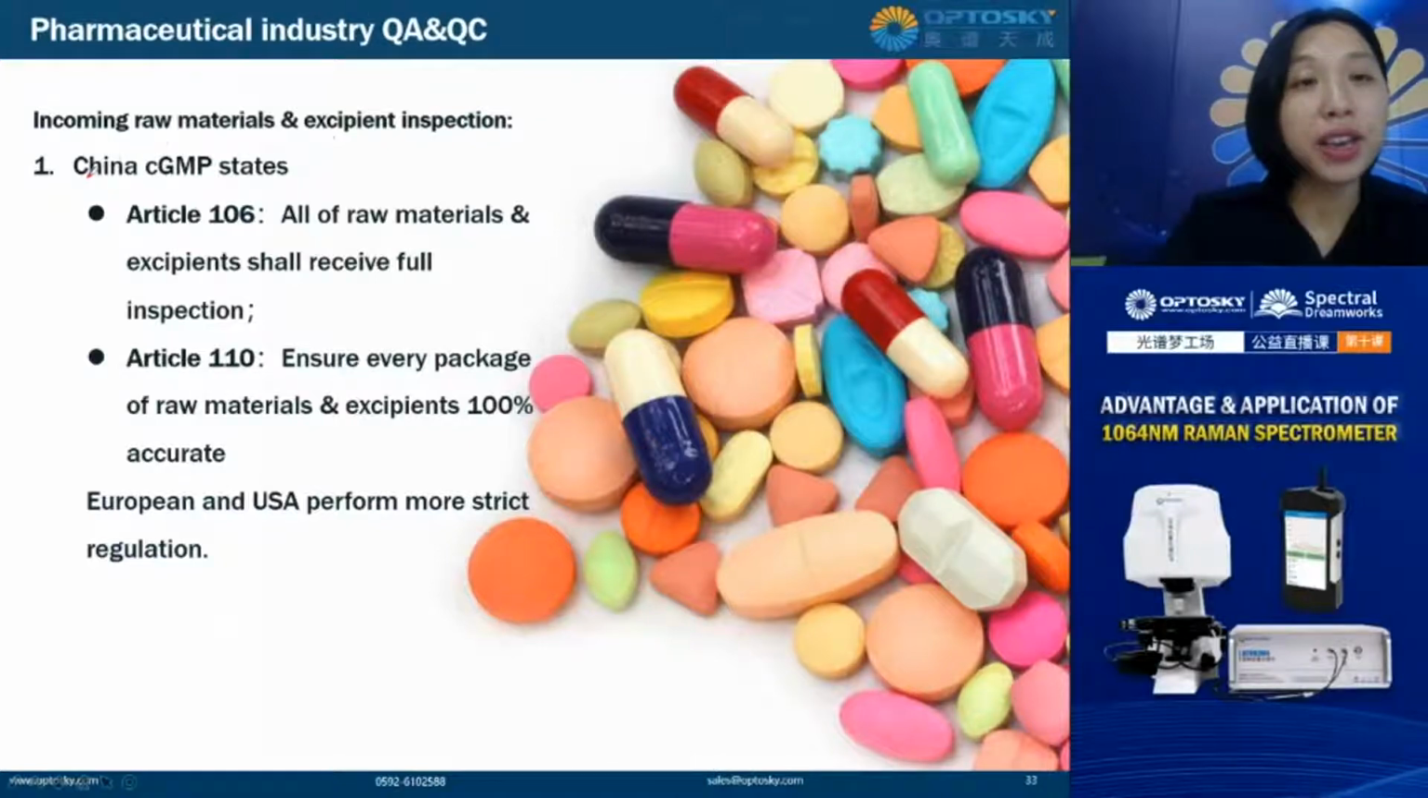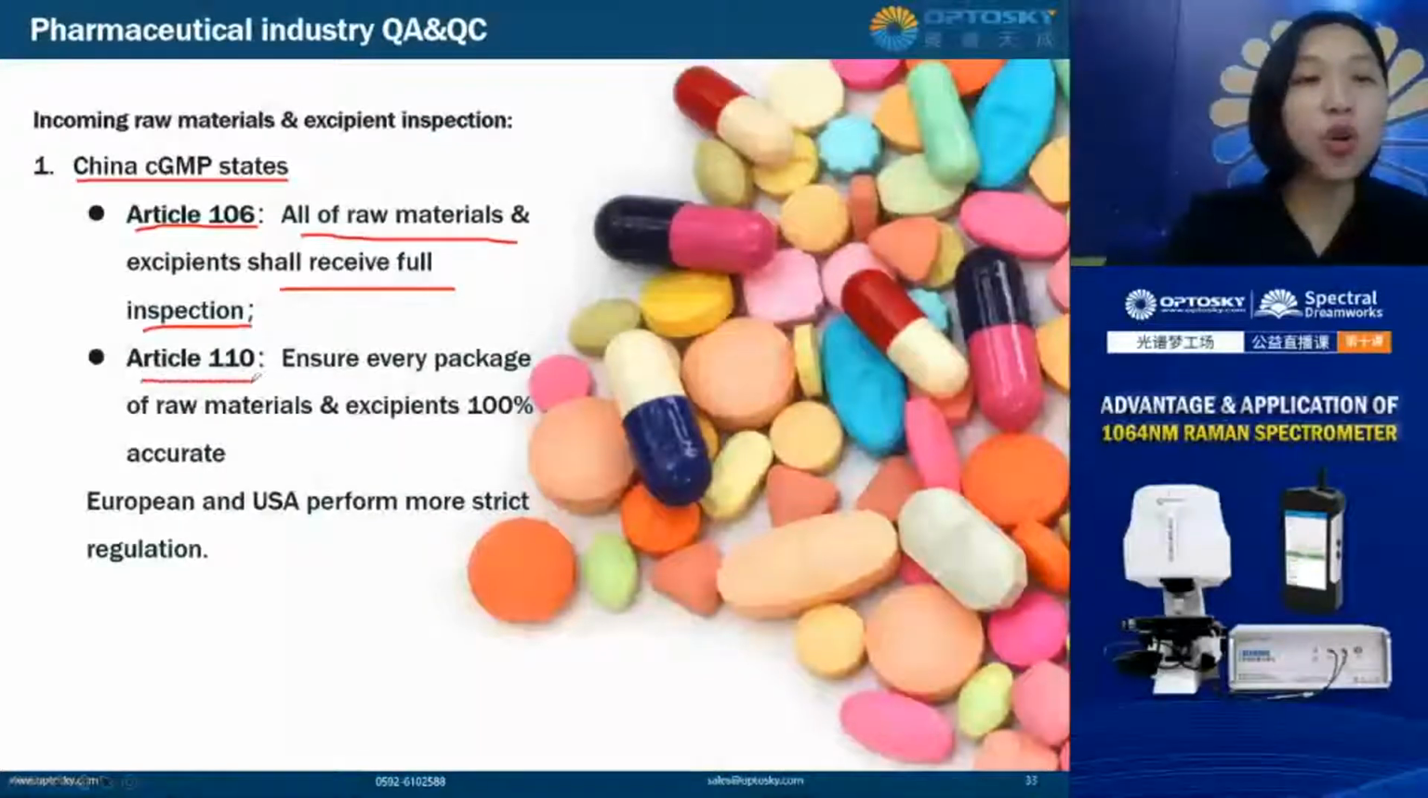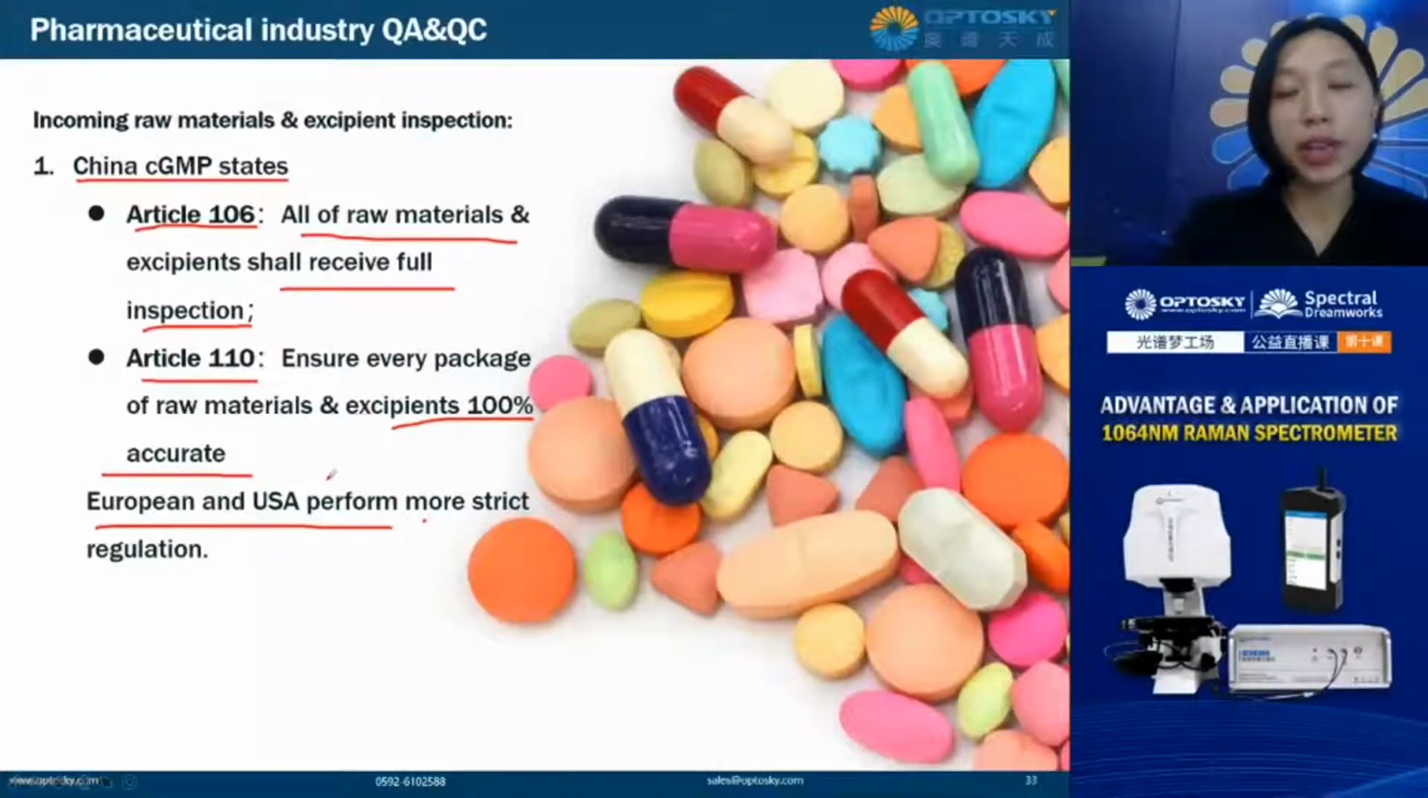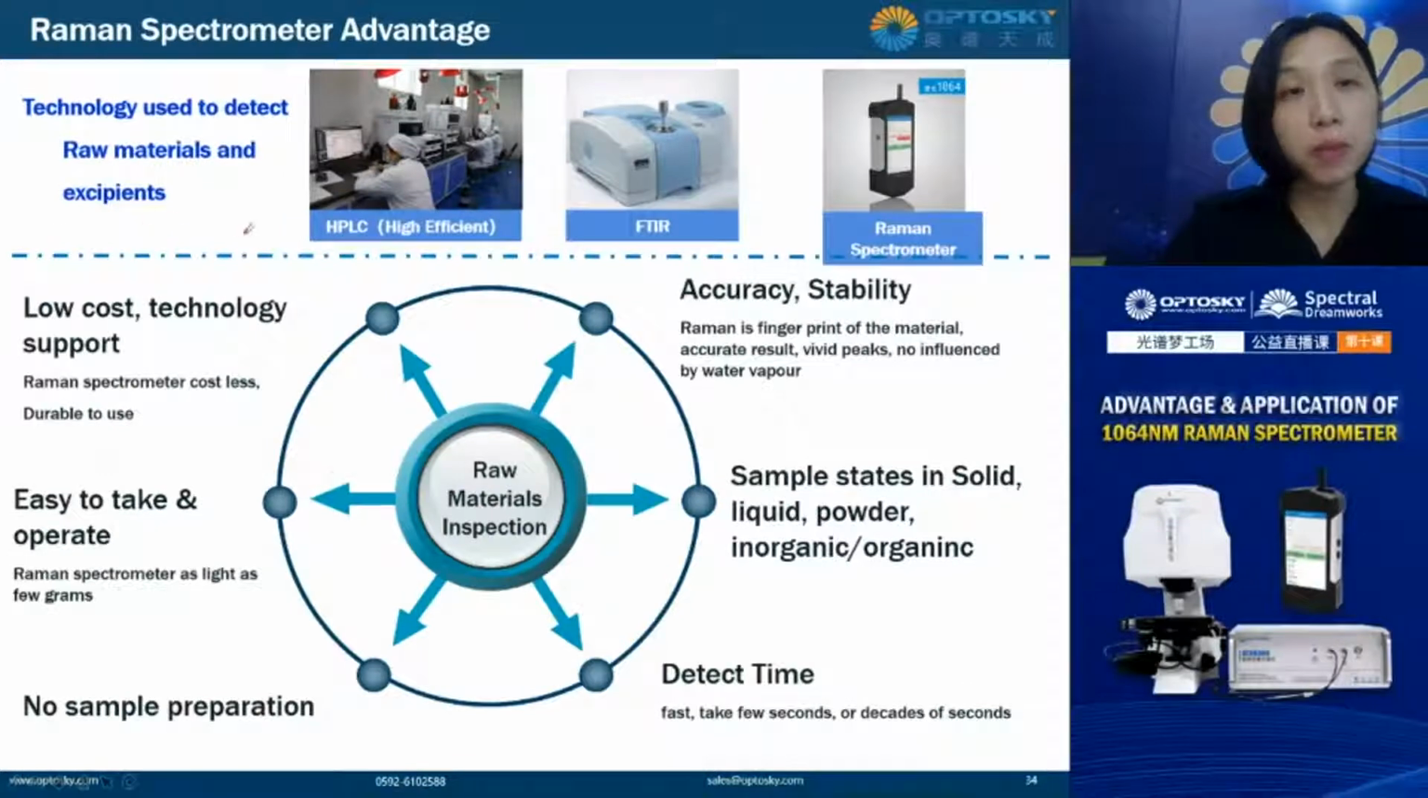In the pharmaceutical industry, the China cGMP states in Article 106 that all materials should receive 100% inspection. Article 110 also ensures every package should be 100% accurate. Not to mention Europe and the US have much stricter regulations. So we know that Raman spectrometers have many advantages.